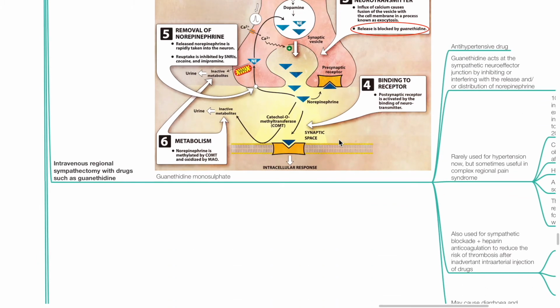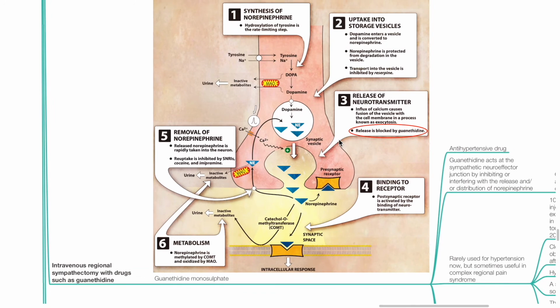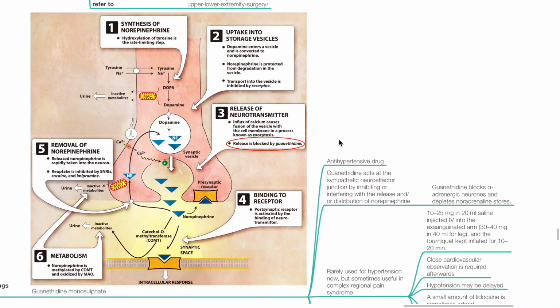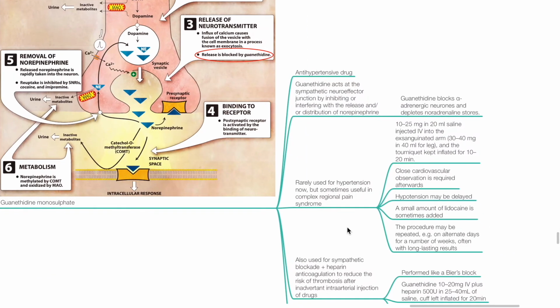Other indications for the arterial tourniquet include intravenous regional sympathectomy with drugs such as guanethidine. Guanethidine is an antihypertensive drug that acts at the sympathetic neuroeffector junction by inhibiting or interfering with the release and distribution of noradrenaline. It is rarely used for hypertension, but is sometimes useful for complex regional pain syndrome.